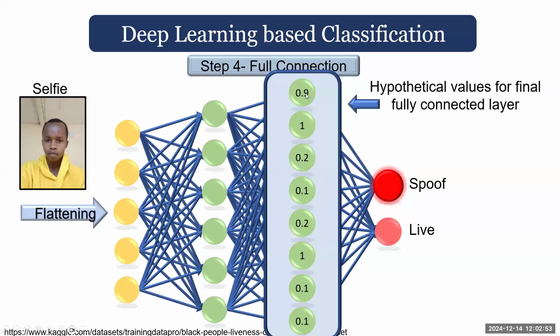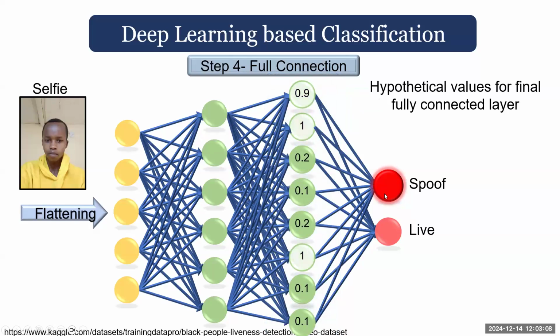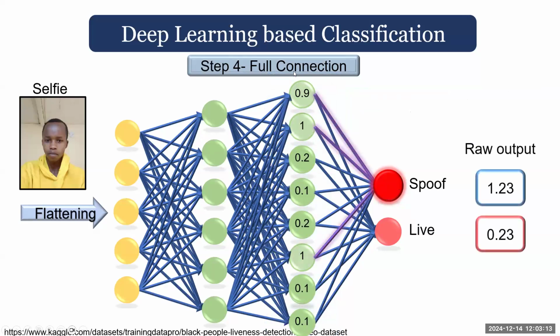So if you see here, you have some hypothetical values. These are some random values that are there in the last hidden layer, not the output layer. Now how does it decide that for this particular input, this should be the output? What it does is, if you just take this output in a raw form, it will be something like 1.23 and 0.23. So it is difficult to set a threshold value if it is in a raw form.